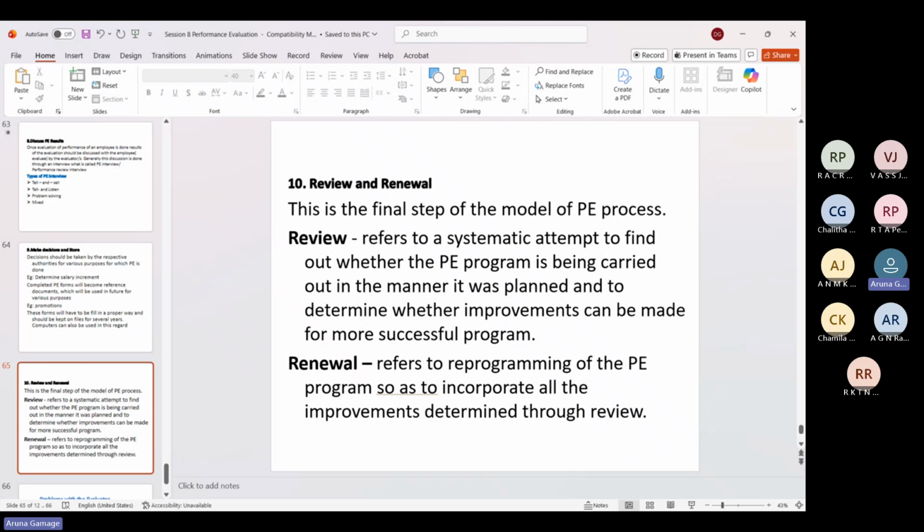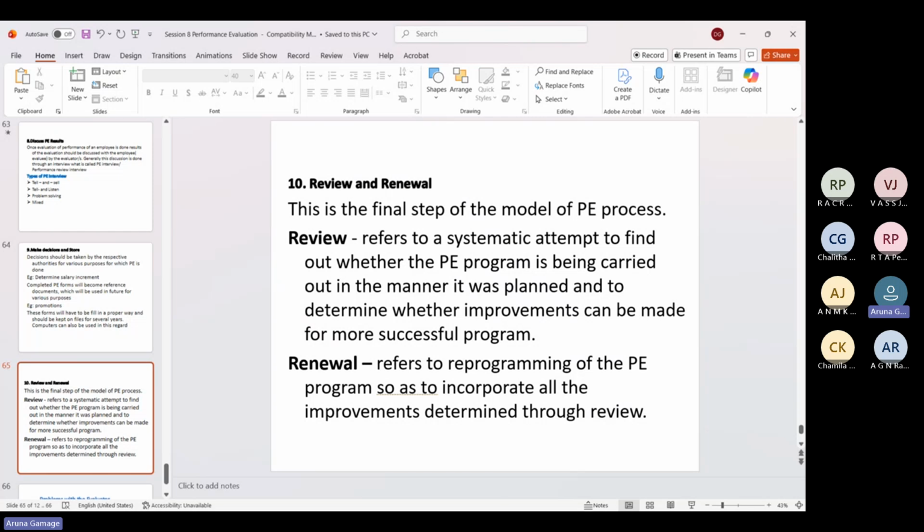Then renewal refers to reprogramming the performance evaluation program so as to incorporate all the improvements determined through the review. So revise it. Right. So there may be some shortcomings, problems. Deal with that. So we complete discussing the 10 steps.